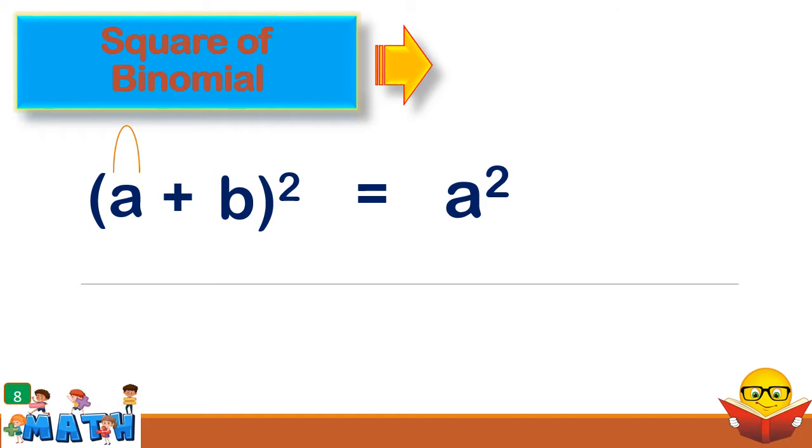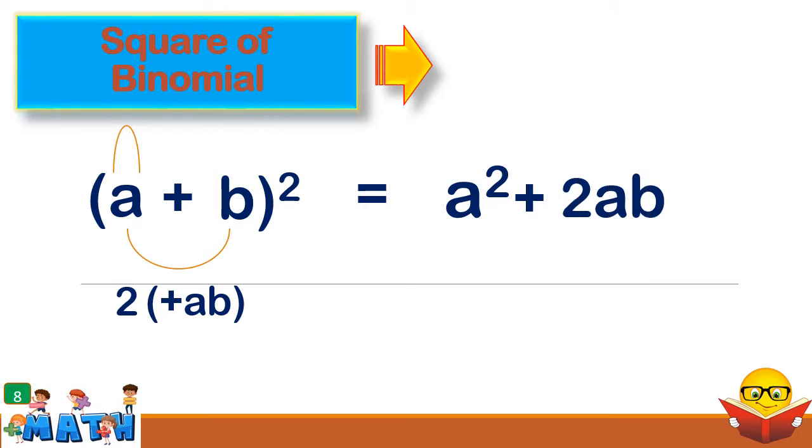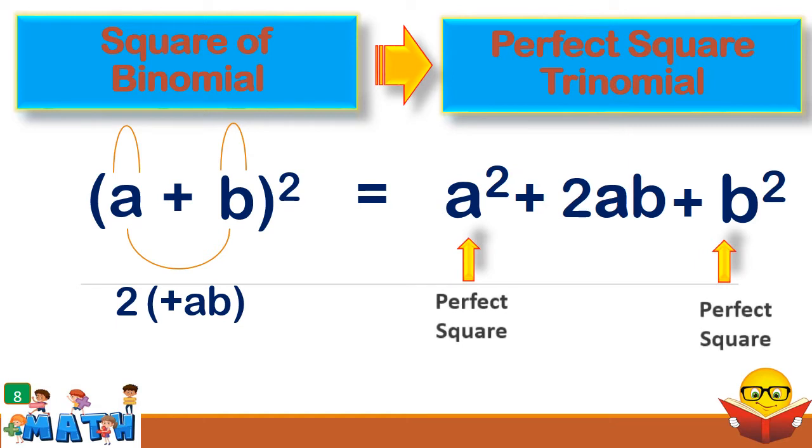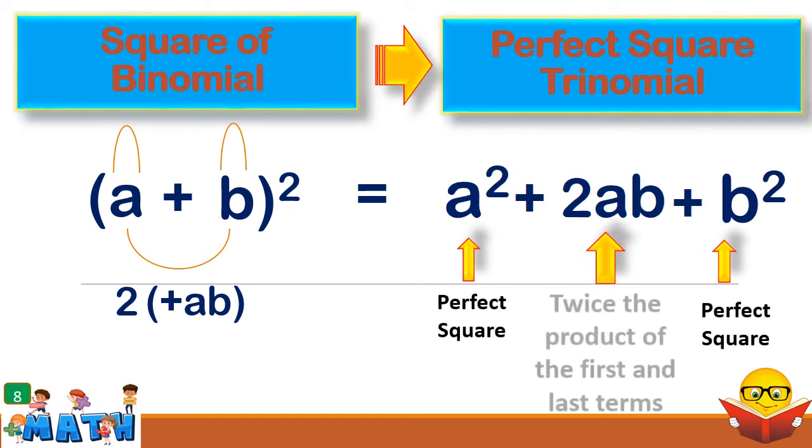First, we're going to square the first term, where we have a times a equals a squared. Then get twice the product of the first and the last terms, where we have a times b equals ab times 2 equals 2ab. Then square the last term, where we have b times b equals b squared. So we have a squared plus 2ab plus b squared, which is a perfect square trinomial. The first and last terms are perfect squares, and the middle term is twice the product of the first and the last terms.